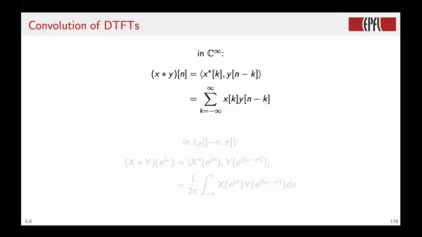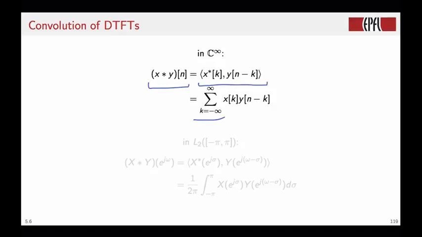So what is a convolution in the frequency domain? Well, in C infinity, i.e. in the space of infinite support sequences, we can define the convolution in terms of the inner product between two sequences. So the convolution between x and y is the inner product between x conjugated with y time reversed and delayed by n. And so if you apply the definition of the inner product in C infinity, that's exactly what you get.